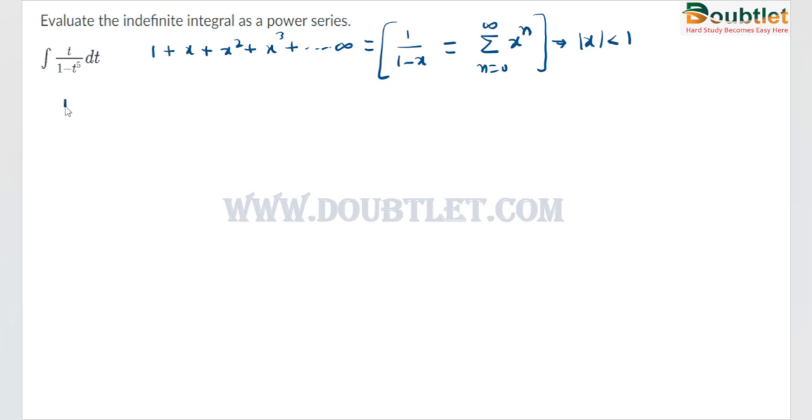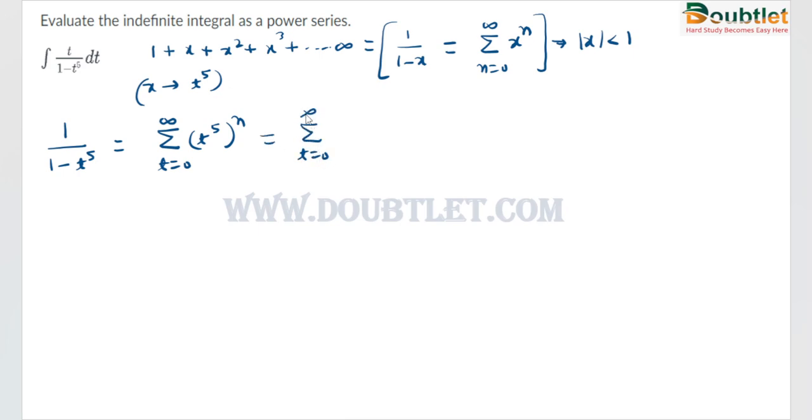So first of all we will solve this by just removing the t. Here if we just replace x by t to the power 5, then what will this whole term become? We will write it again: 1 divided by 1 minus t to the power 5, which becomes the summation n is equal to 0 to infinite. Here we can write it as t to the power 5 to the whole power n. So what will it become? It will become t to the power 5n.